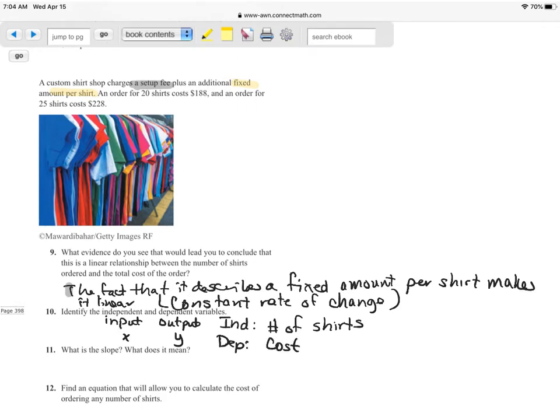And then they asked, what is the slope? What does it mean? Well, before we can find the slope, don't we need to know what our ordered pairs are? And remember, with our ordered pairs, it should be the X first, independent first, and then the Y next, the dependent. So let's look up here. An order for 20 shirts costs $188. Independent, dependent. And an order for 25 shirts costs $228. Independent, dependent.